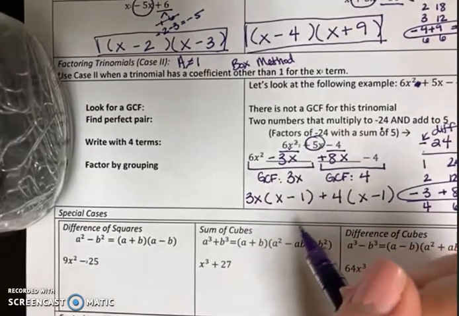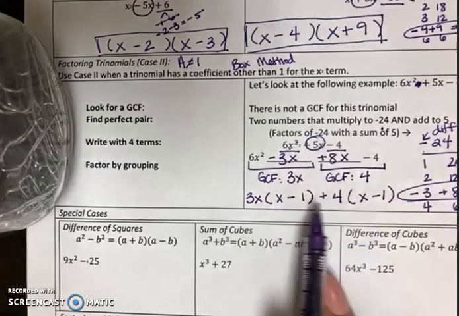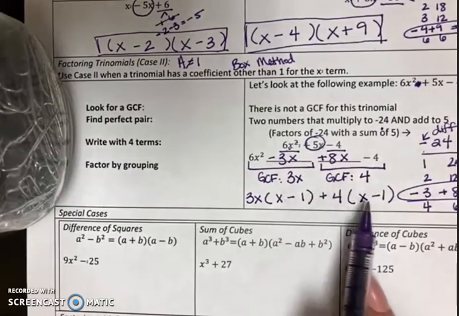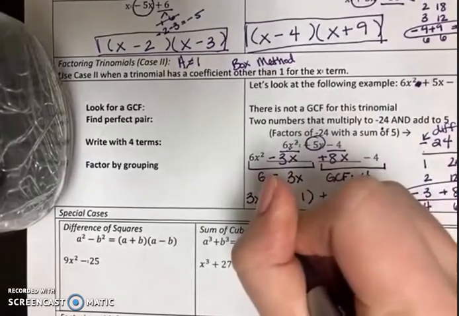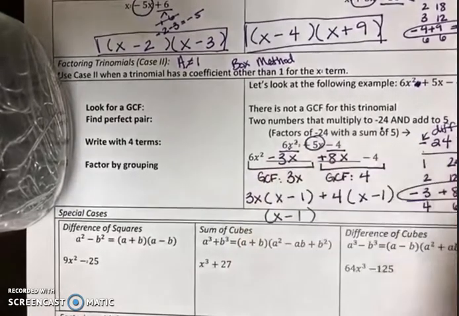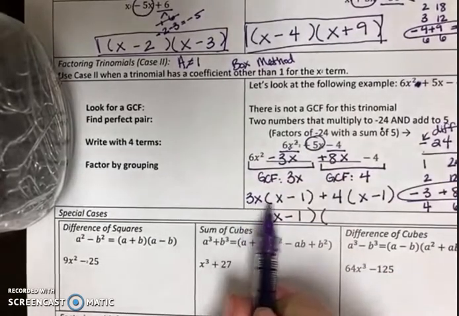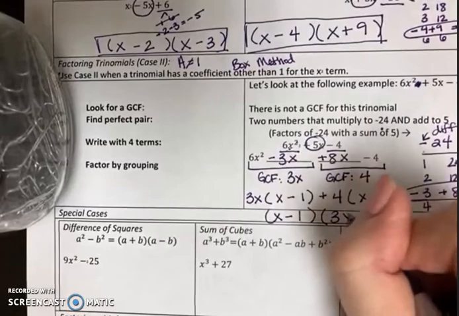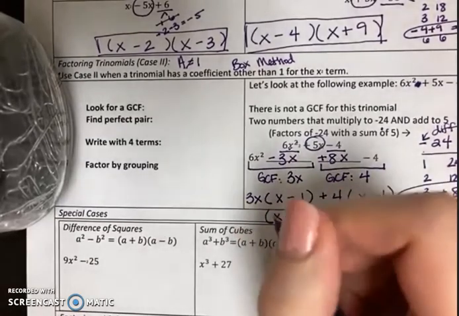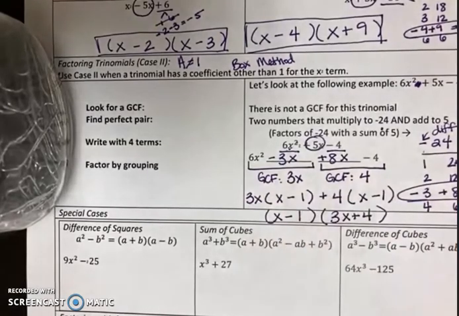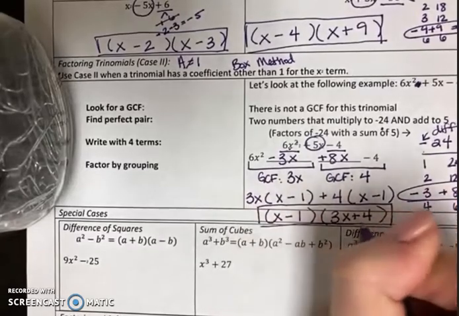All right, factoring by grouping. Remember, we want the same thing in these parentheses, which we do have here. So I can pull out that now GCF of x minus 1, and then in parentheses, I'm going to write what remains, 3x plus 4. Always check and see if you could factor any further. I cannot. So this is my final answer.